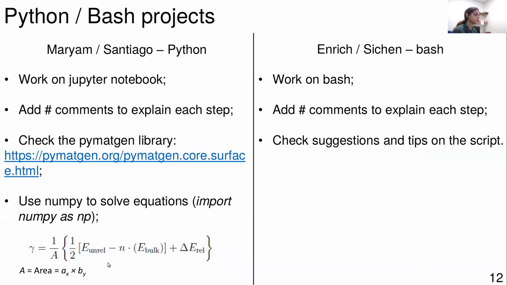And also, since you need to calculate the surface energy with this formula, where this is the area, this is the energy of the first ionic step of your surface, so the surface before relaxation. This is the energy of your bulk structure. This is the number of unit cells that you have in your surface, and this delta E relax is basically the difference between the energy of the surface after relaxation, so the last energy you get, minus the first energy you get in your outcome, okay? So, yeah, this is done.